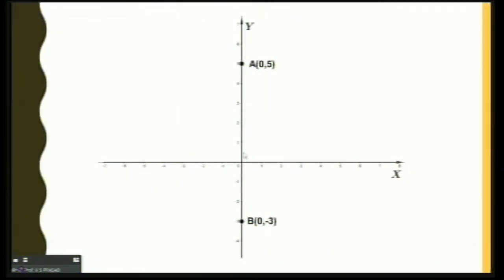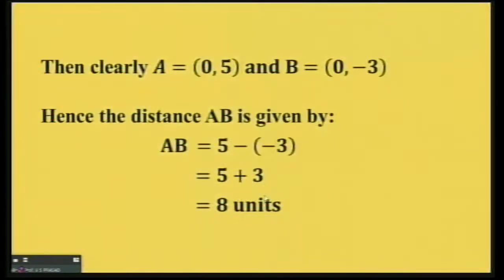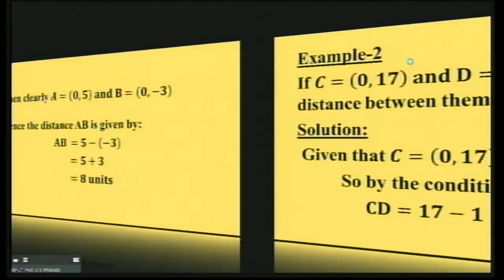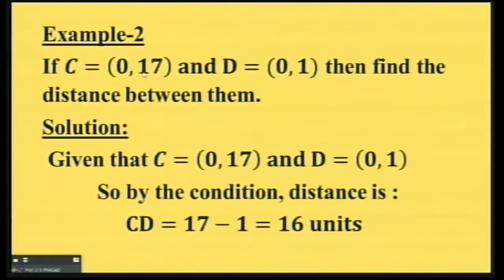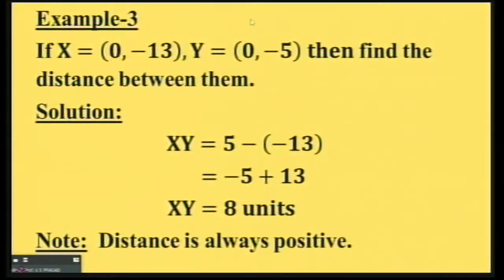In this way we can identify the distance when the points are lying on the y-axis. Let us see one more example. Suppose C is a point with the coordinates (0, 17) and D is a point with the coordinates (0, 1). Both are on the positive side. Then find the distance between them. If you observe, the coordinates 17 and 1 are the ordinates. Therefore by the given condition the distance CD is equal to 17 minus 1, that is equal to 16 units.